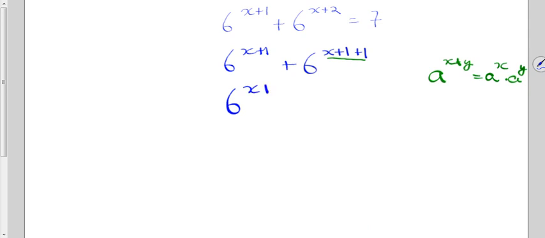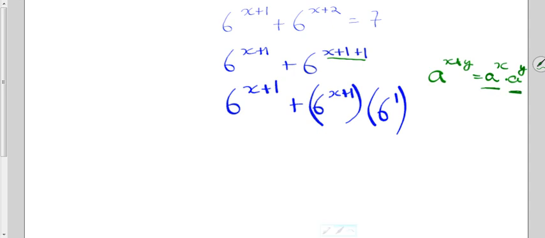So 6 to the x plus 1 plus 6 to the x plus 1 times 6 to the 1, right? So it's using the same rule, where two things with the same base, when you multiply them, you add the exponents. So I'm adding this x plus 1 to this exponent here. So that's the same thing. Let me just carry this 7. So now you see what we're going to do with this.